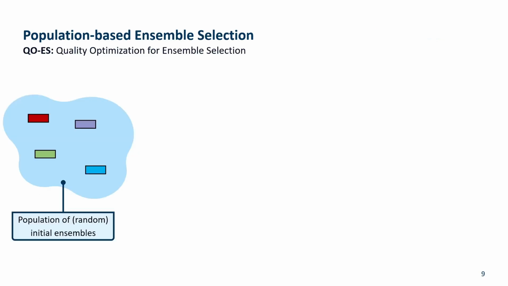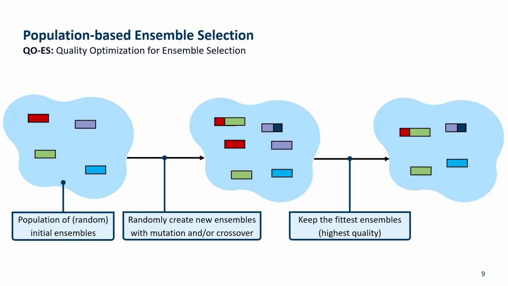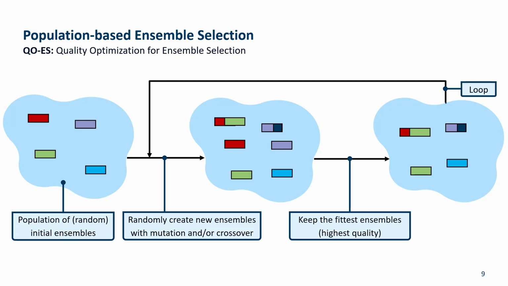We start with a population of random initial ensembles, then we randomly create new ensembles with mutation and/or crossover, and afterwards we keep only the fittest ensembles. And then we simply loop this process for a specific number of iterations. The novel part of our work are the initialization, mutation, and crossover operators, which we designed such that we obtain sparse weight vectors in the end, similar to greedy ensemble selection.